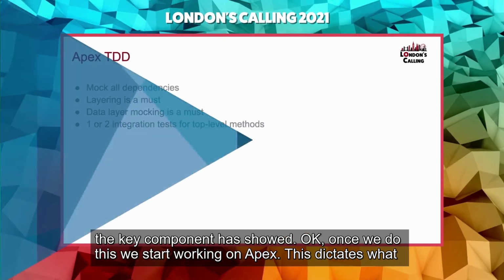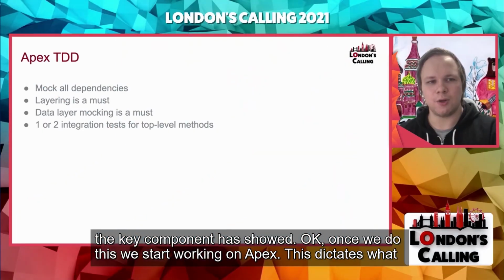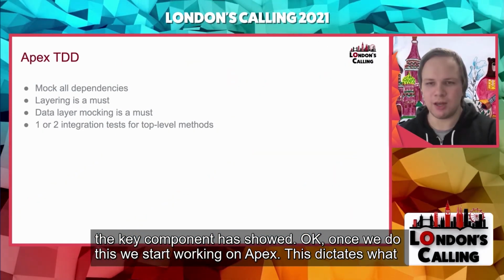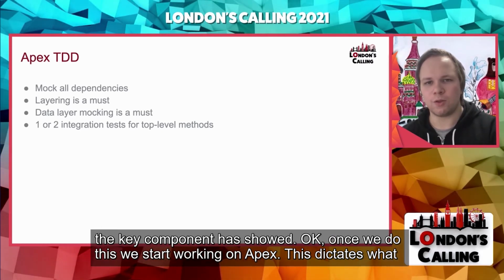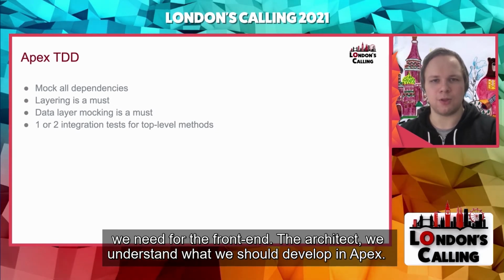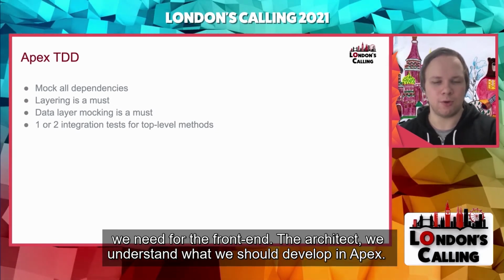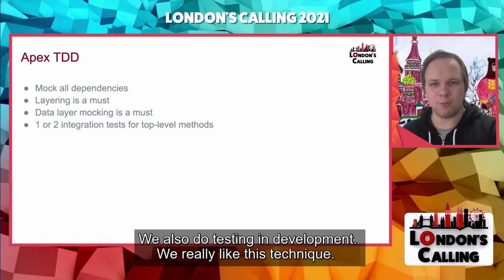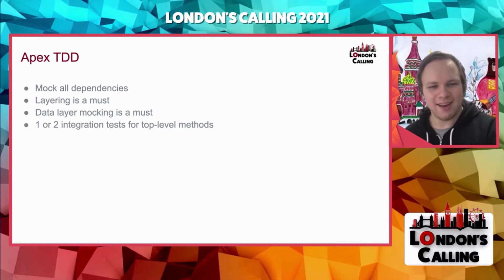Okay, once we do the LWC, we start working on Apex. We do it in this manner because LWC actually dictates what we need for the front end. And only after that, we understand what we should develop in Apex. We also do test-driven development. We really like this technique.